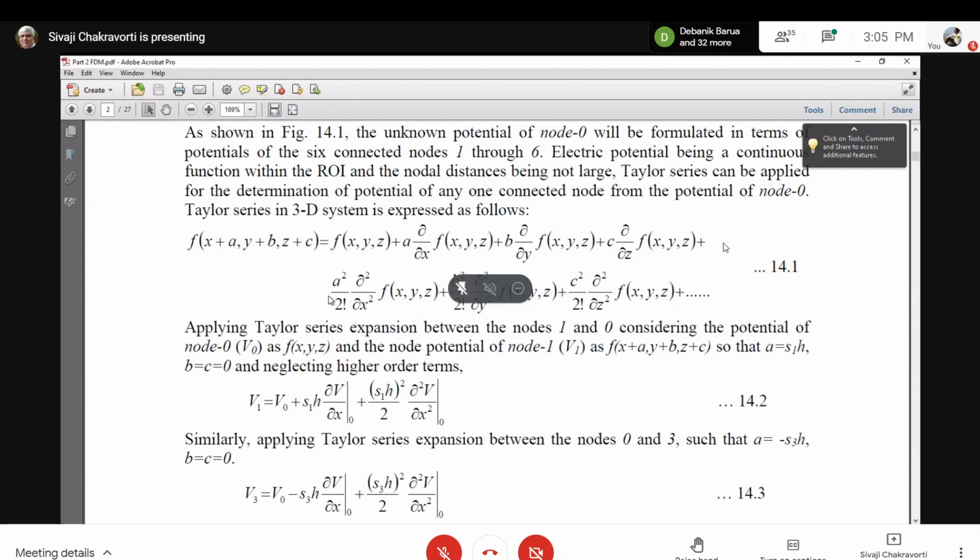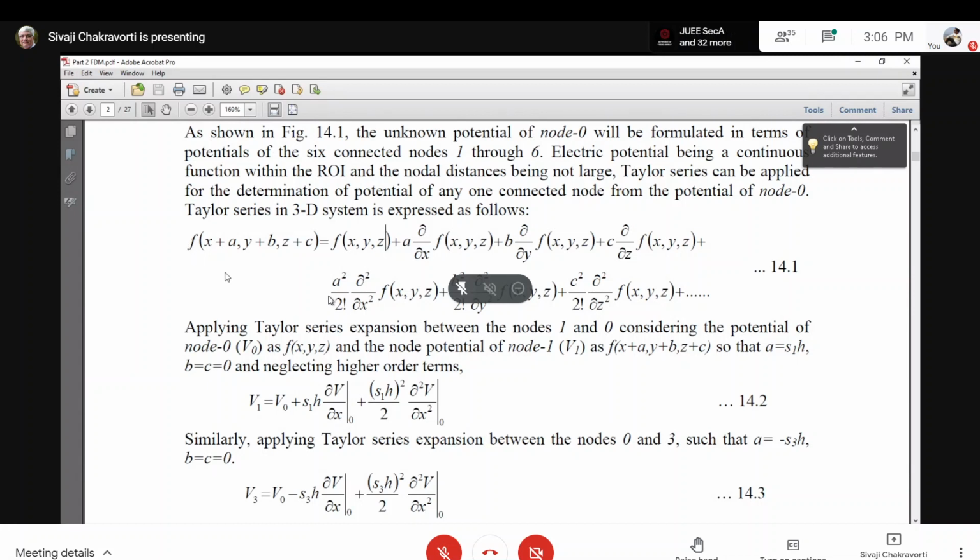If you just take the first order derivative, then what is it? A is the distance between the two points in the x direction, with the first order derivative. B is the distance in the y direction, then C, each with the first order derivative in the three coordinates, that is del del x, del del y, del del z. Forget about the second order derivative. I am now going to apply exactly this in our derivation.